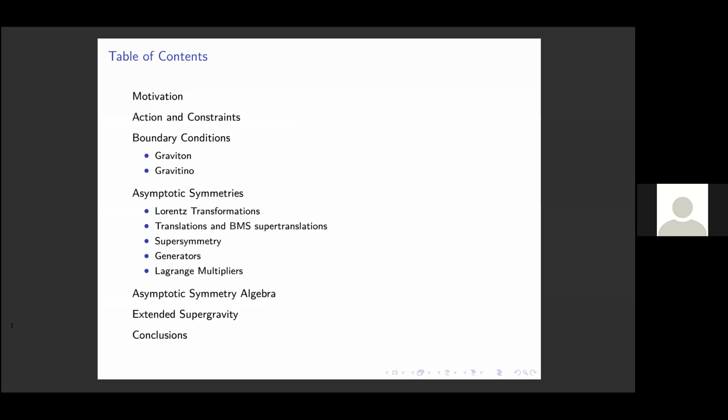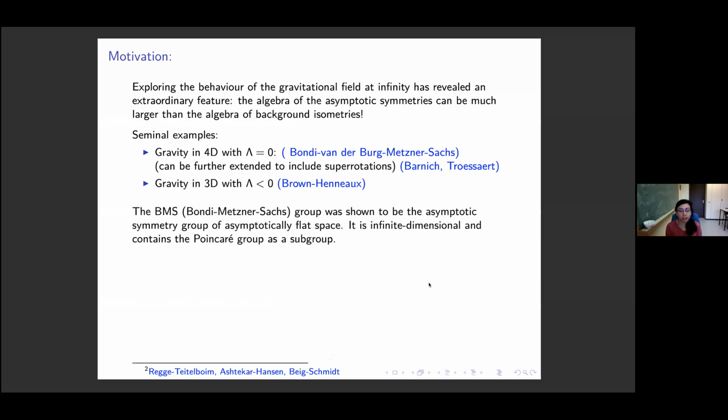These are the table of contents. Now, the remarkable feature of gravity is the enhancement of asymptotic symmetries over background isometries. And these are the seminal examples. In this talk, we are going to deal with asymptotically flat space, whose asymptotic symmetry group is the BMS group. It is also infinite dimensional.